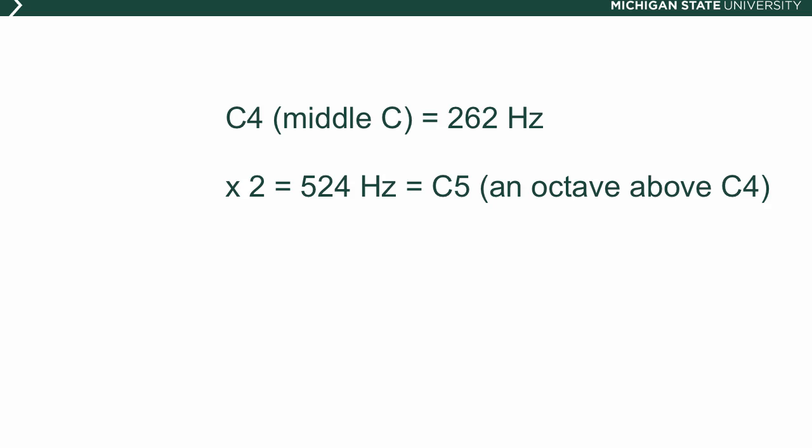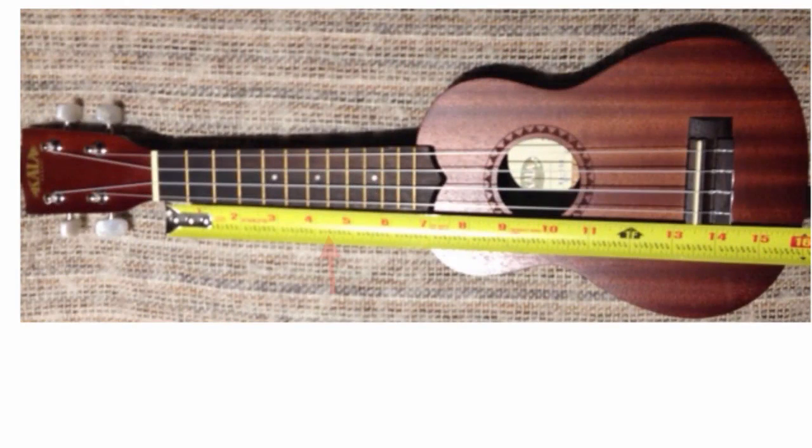262 hertz is called C4, or middle C, because it's in the middle of the piano keyboard. So an octave higher, 524 hertz, is C5. Going back to my ukulele, when we divide the string into thirds by pressing down on the fret at around 4.5 inches, we get a note that is an interval called a perfect fifth above the original. More specifically, we are splitting the string into segments that are 1/3 and 2/3 the original length.